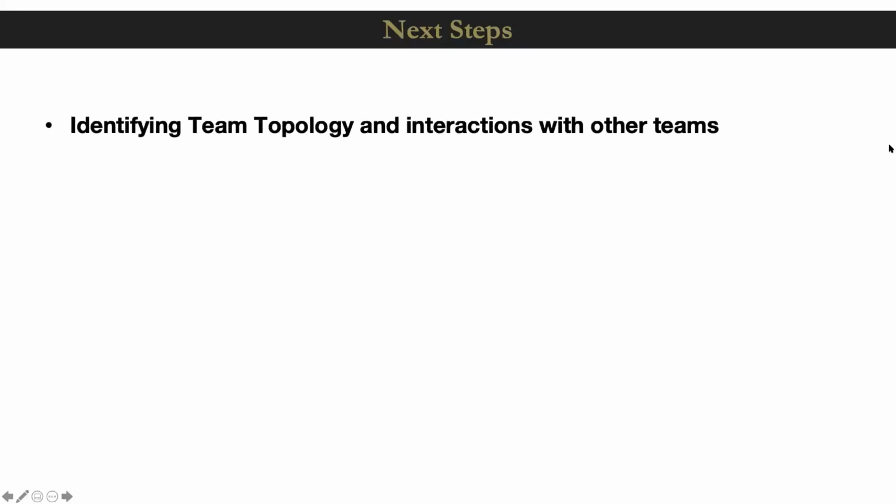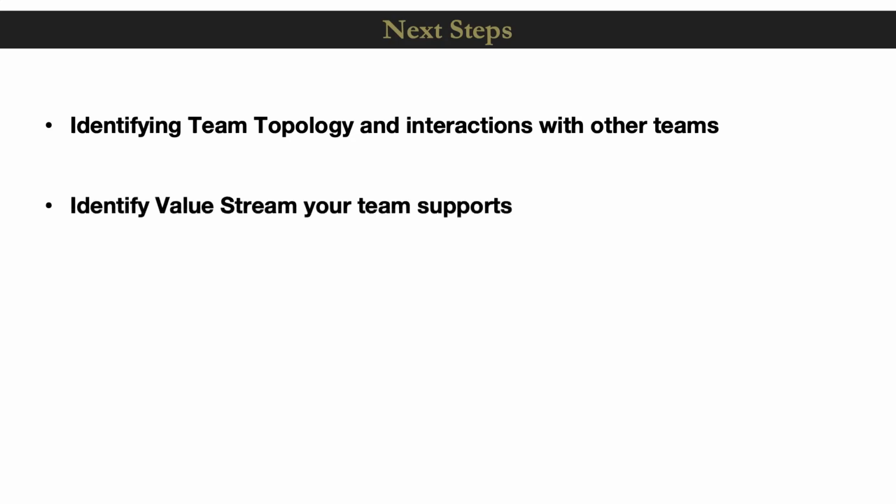And some of the next steps that I would advise is to start by identifying the team topology and interaction with other teams. Your teams, the ones that you're coaching or acting as a product owner or perhaps the Scrum Master, may fit in one of the topologies discussed here, or they may be a combination of those topologies. So you might have to identify the closest topology for the teams that you're working with.